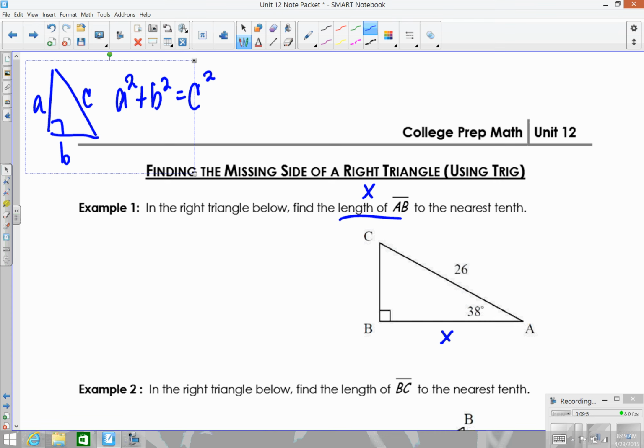I can't use Pythagorean theorem because I have an x squared plus y squared equals 26 squared, which I can't solve. So this is where right triangle trig comes into play. It only works in right triangles, and we can use those trig ratios, the sine, cosine, and tangent, or Sohcahtoa. Because now we're given an angle, we have one side, we can use those ratios to find the other missing side. So this is only for right triangles.